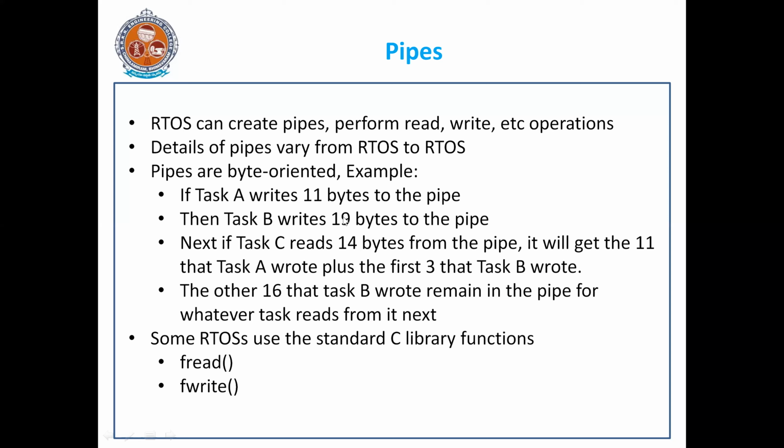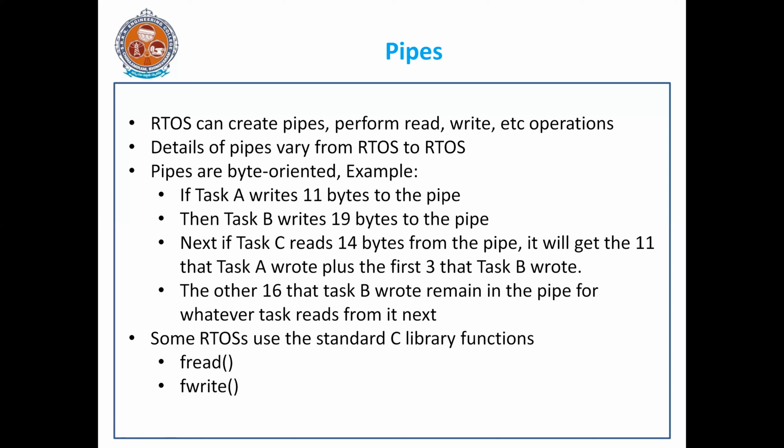So the total is 30 bytes. Out of 30 bytes we have already read 14 bytes. So how much is left in your pipe? 30 minus 14, so 16 bytes are left in your pipe. This 16 bytes was written by task B, since 3 have been used by task C. It remains in the pipe for whatever task reads from it the next time. So this is how pipes work.